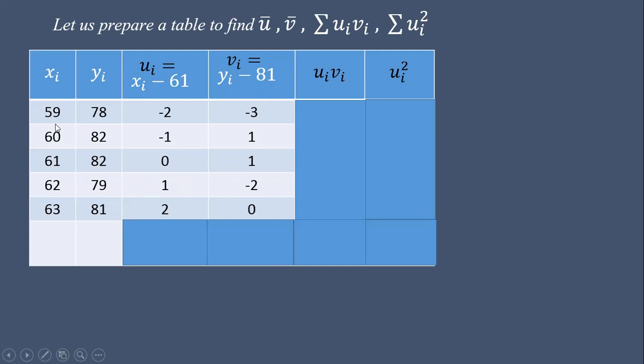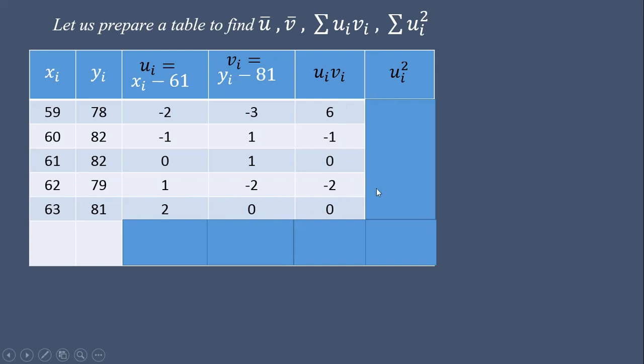Now see, these values of xi and yi are larger, and now we have defined the new variables ui and vi. Now these are very small values and we can take their products and their squares easily. So the next column is ui vi, that is the product of values of ui and corresponding values of vi. Minus 2 into minus 3, 6. Minus 1 into 1, minus 1. 0 into 1, 0. 1 into minus 2, minus 2. 2 into 0, 0. So we get the column ui vi as 6, minus 1, 0, minus 2, 0.